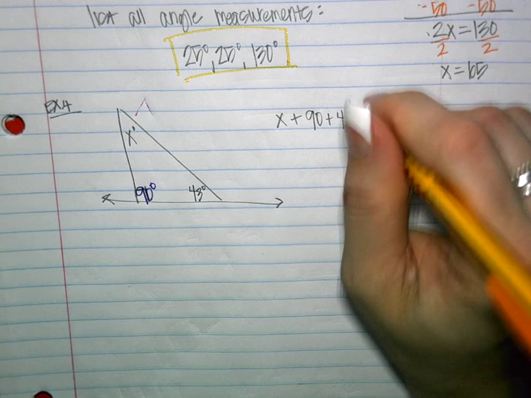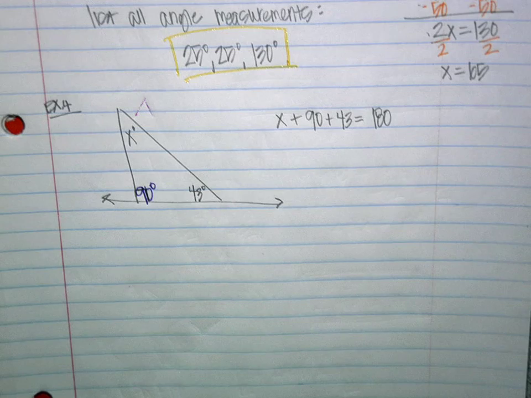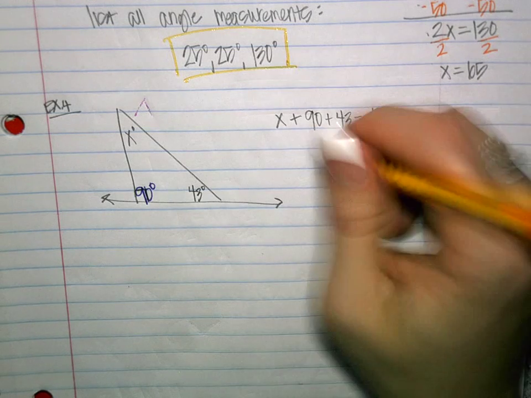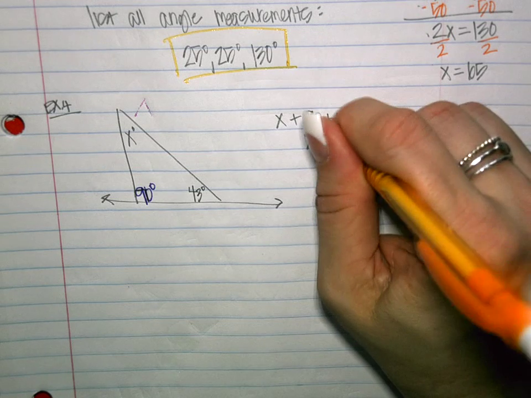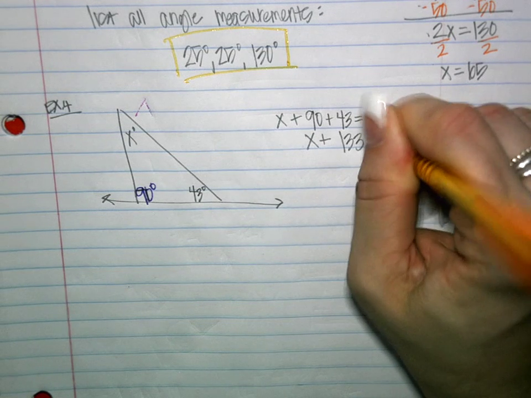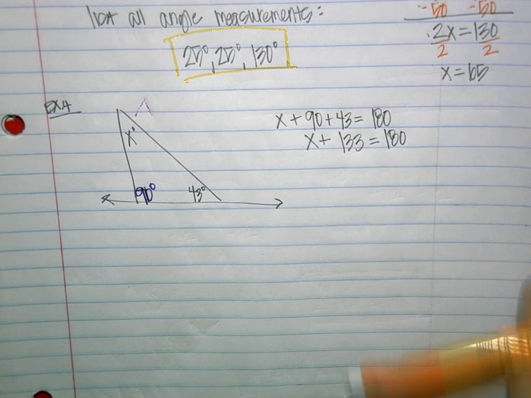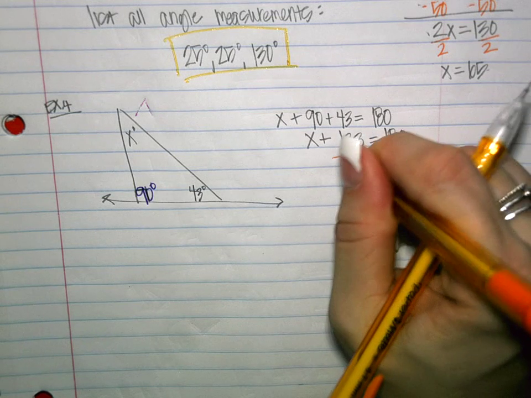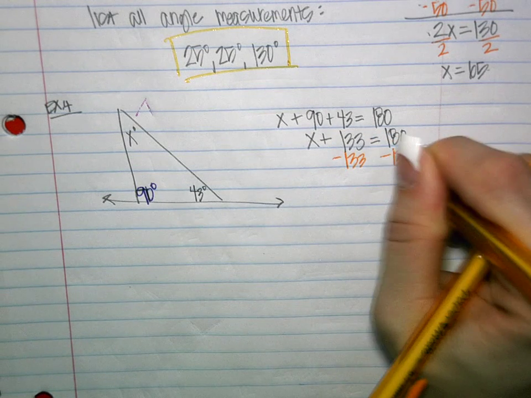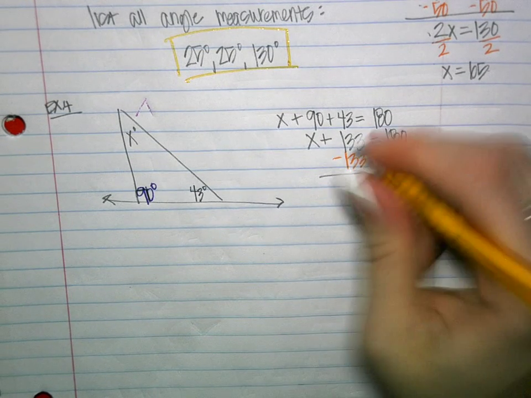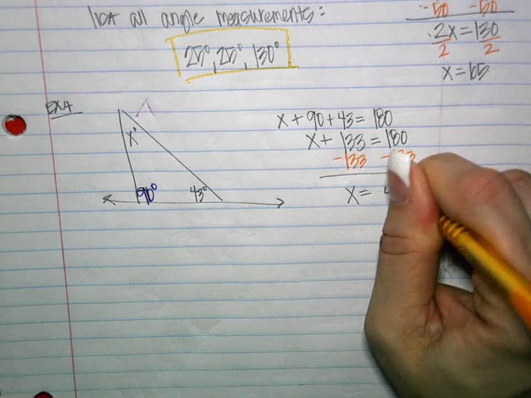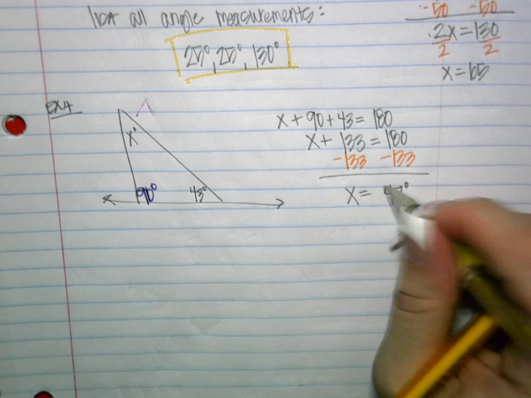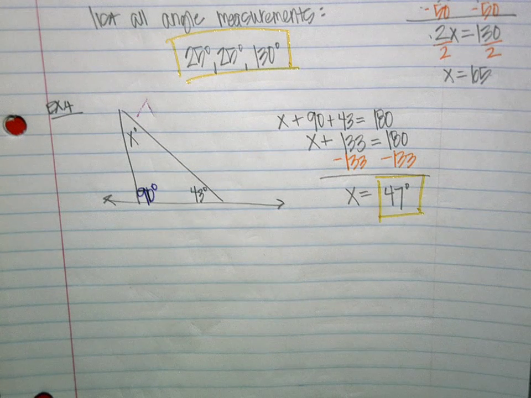You will subtract it eventually, but first you add them together. So combine these like terms. x plus what's 90 plus 43? 133. So x plus 133 equals 180. Then you subtract, and we get x equals 47 degrees.